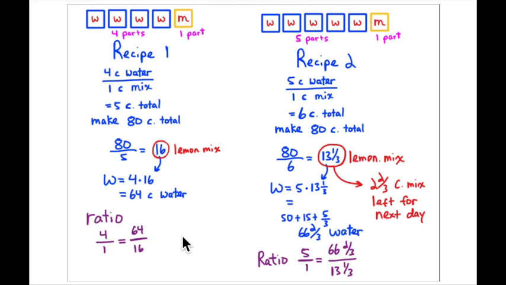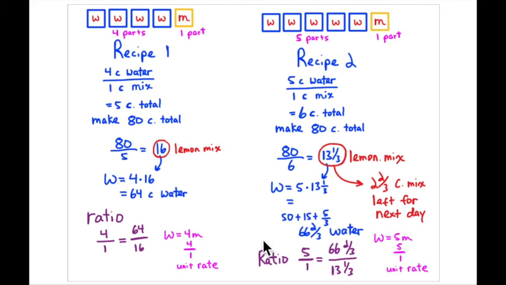And the ratio, just to review once again, the ratio is 4:1 for recipe number 1. This is the constant proportionality. So that's the same as 64:16. 4 times 16 is equal to 64. This is a ratio of 5:1. 66 2/3 to 13 1/3. So 5 times 13 1/3 is equal to 66 2/3.